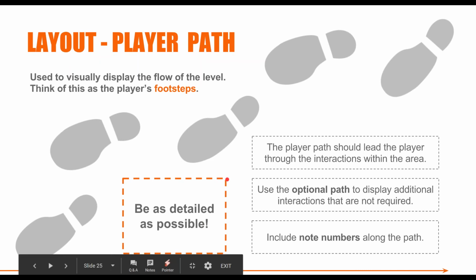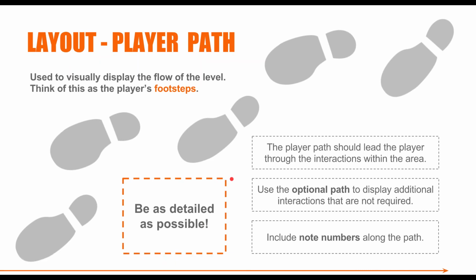So yeah, definitely be as detailed as you can. Include every single step. So the primary path is the main interactions that they have to complete the level. Everything else you can portray with the optional path. And you can update the colors if you'd like to as well. By default, the primary path is black and the optional path is gray. If you want to change any of those colors to make the primary path blue and the optional path white, that's totally fine. Just make sure the legend is updated and communicates what is on the map.